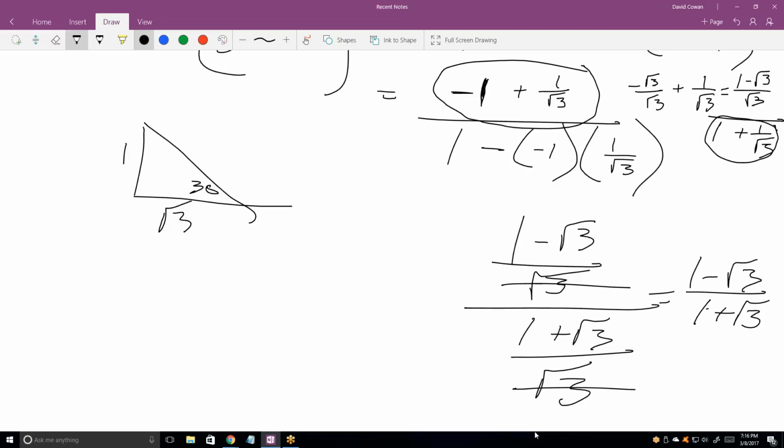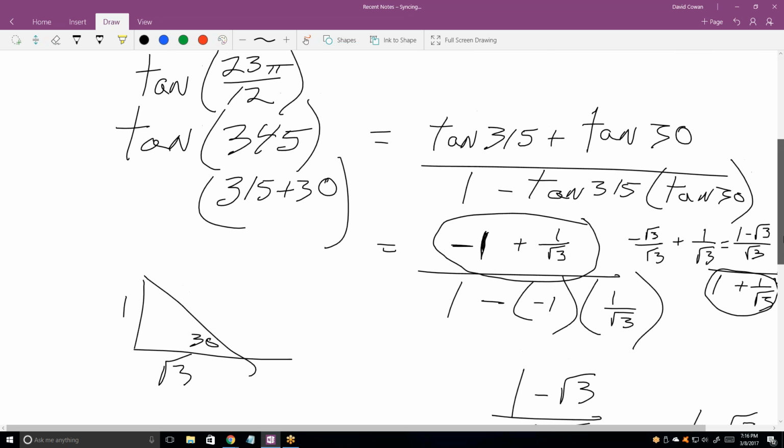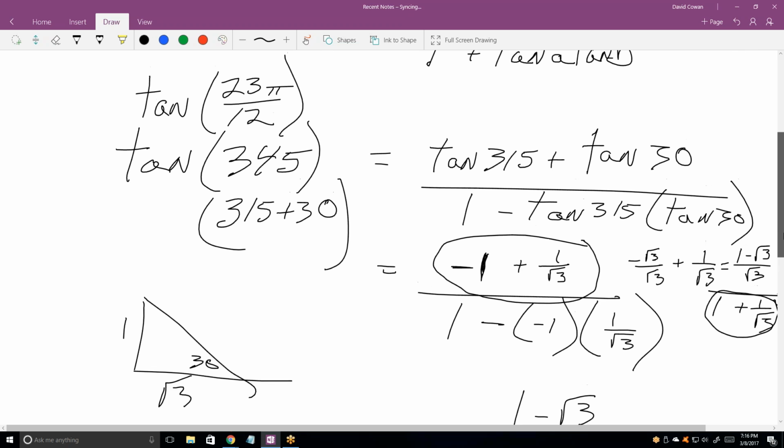The easier way, if your numerators are the same, just go ahead and flip the denominator and multiply and be done with it. But this does save a little bit of time when you've got same denominators here. Okay? All right. So, that's the answer they're looking for. For the tangent of 23 pi over 12.